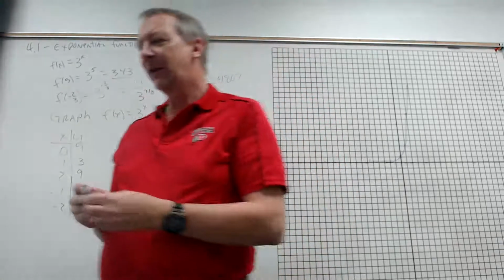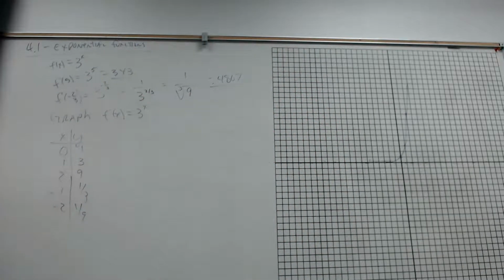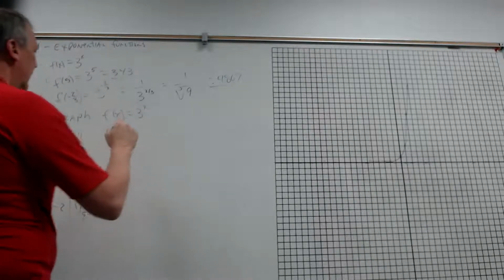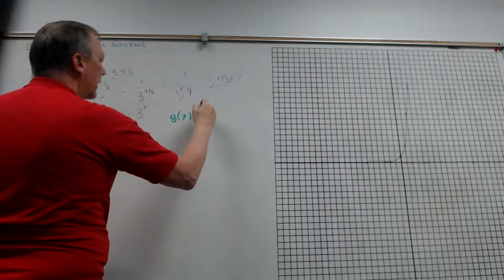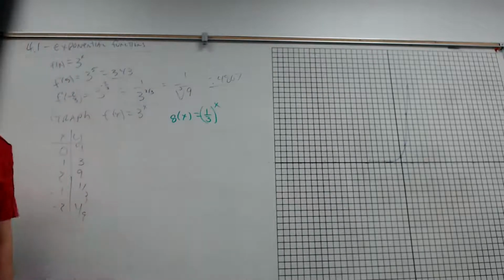It's a little bit better, but not much. All right, we're going to use something darker, but we're going to use a lot of colors today, I have a feeling. All right, so what if I did g of x equals 1/3 to the x power? How would you draw that, Caitlin?